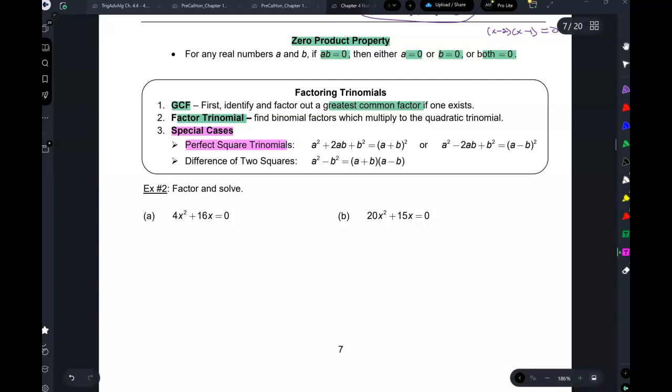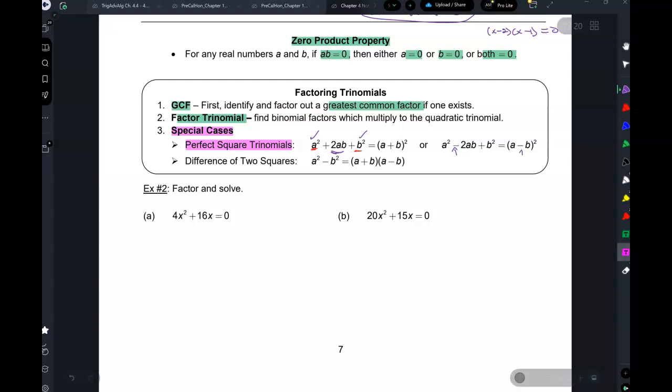A perfect square trinomial. So how do you get a perfect square trinomial? The first one and the last one have to be perfect squares, okay? And then this one has to be 2 times A times B. And then you can factor it like this, A plus B quantity squared, all right? Or if there is a minus here, then this becomes a minus.